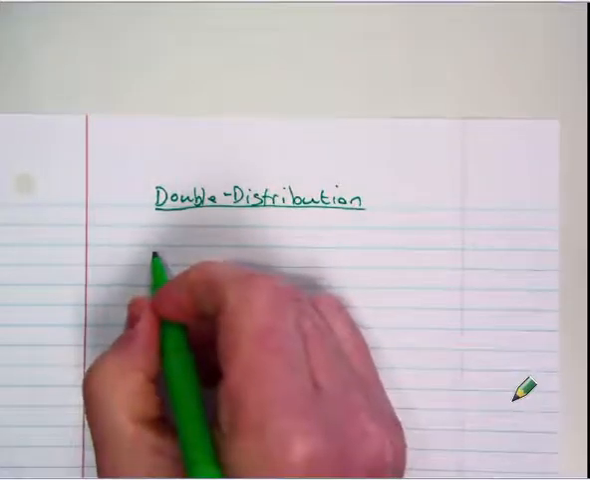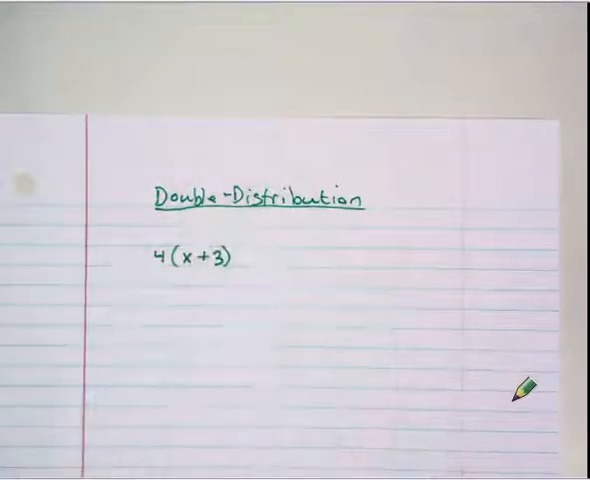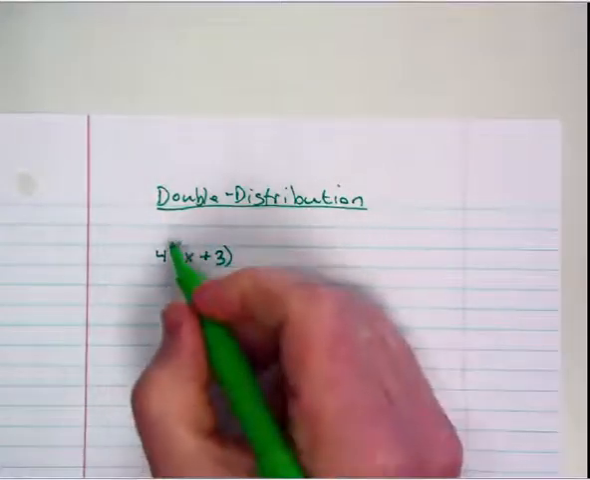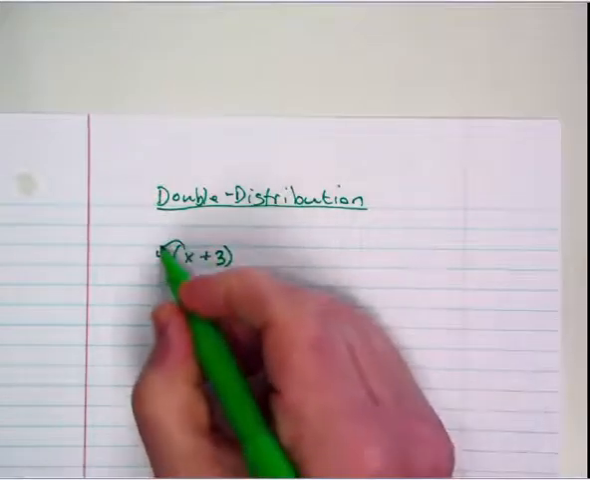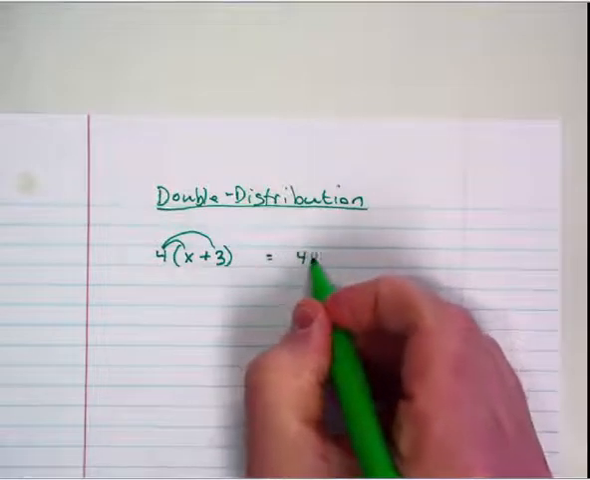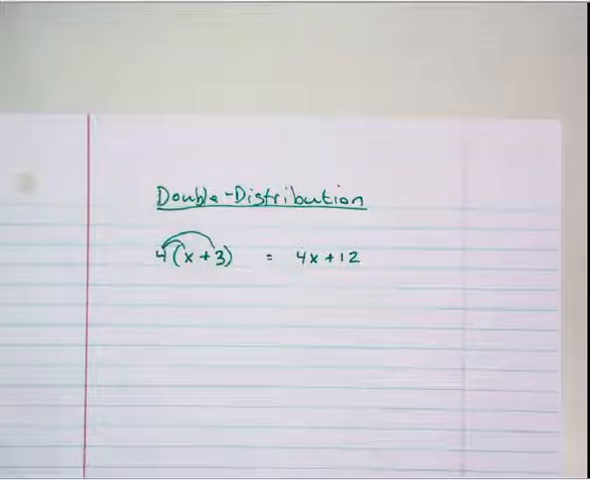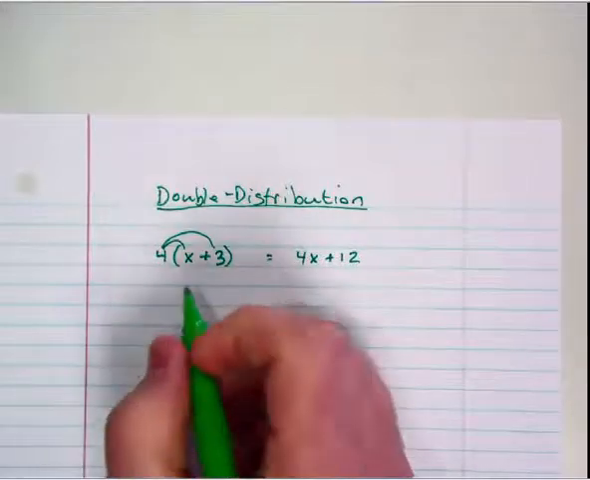So if you were to think of something like 4 times x plus 3, this would clearly be a distribution question, and you would multiply 4 times x, and then you would multiply 4 times 3, and you would get 4x plus 12. Well, now we're going to think about something similar to that, but we're going to expand on it.